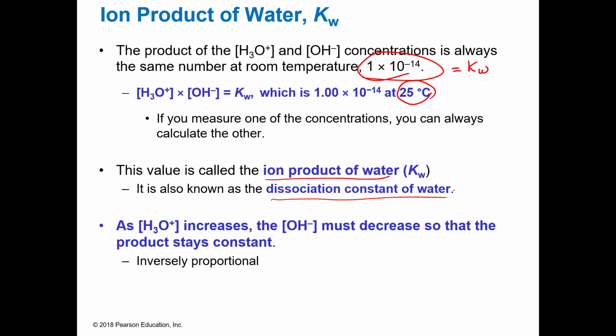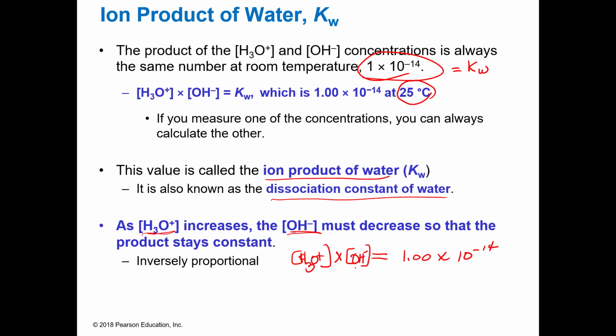It gives us a way to compare these two numbers. As the H3O+ increases, the OH- must decrease so that they're always equal to the 1 times 10 to the minus 14. So this one times this one is always equal to that.